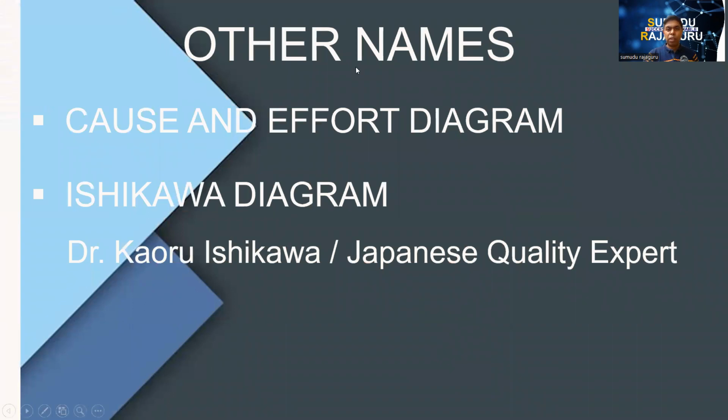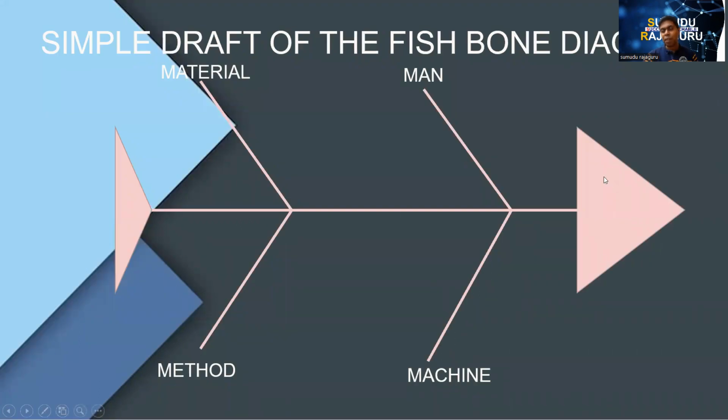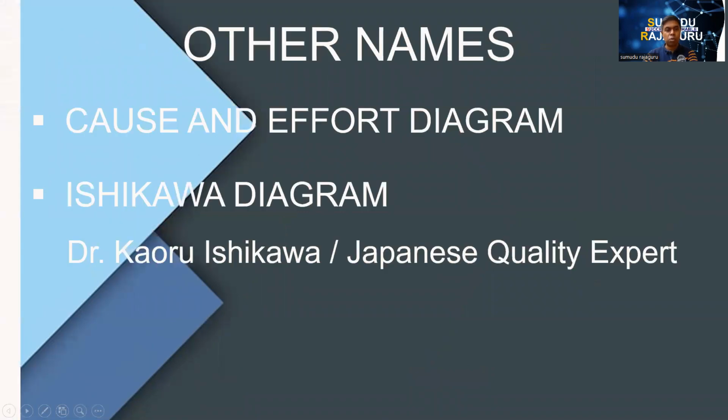Now I would like to explain that there are other names also used for the fishbone diagram. One is the cause and effect diagram. Why do we talk about the cause and effect diagram? Actually, the problem we write down on the head means the effect. Okay, so these are the causes. So causes and effect on the same diagram. Because of that, we call this the cause and effect diagram also.